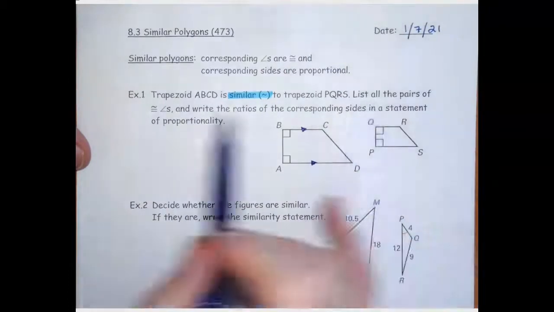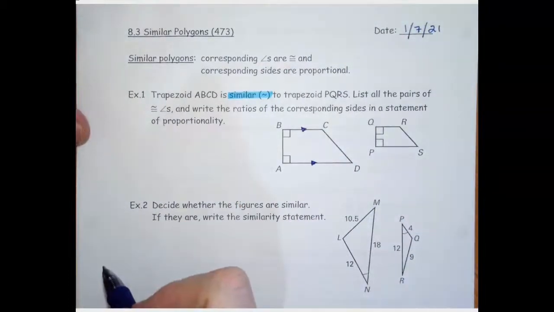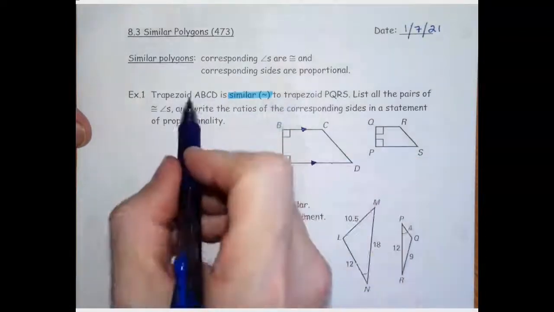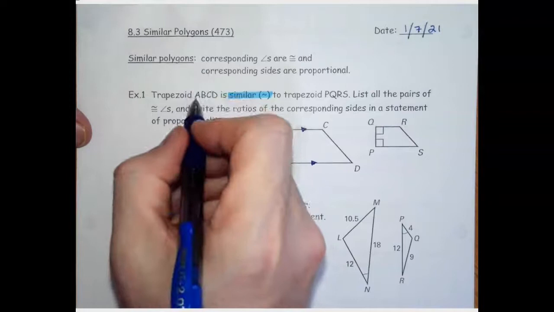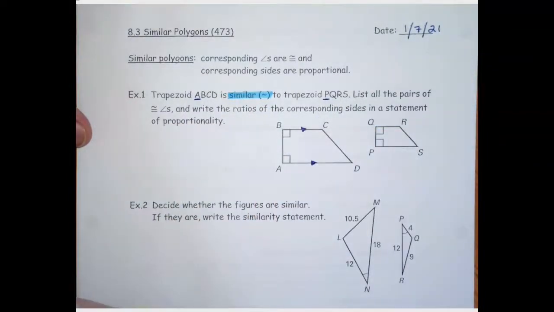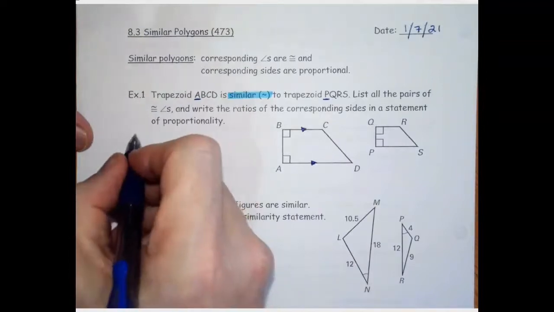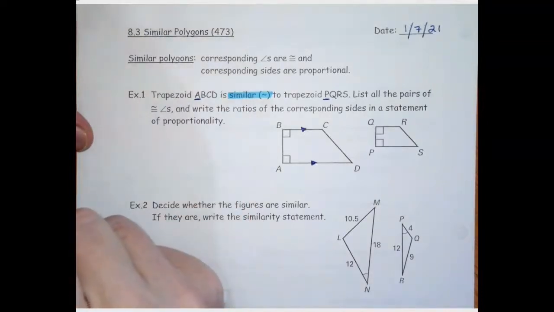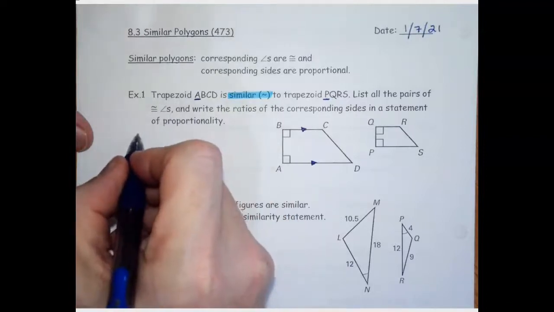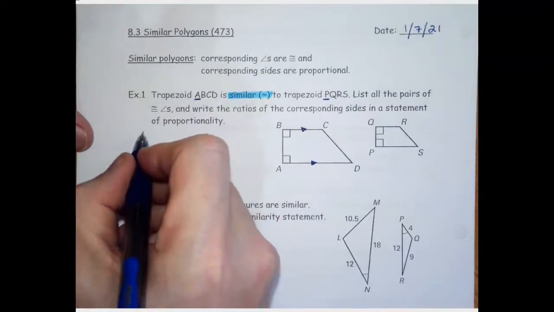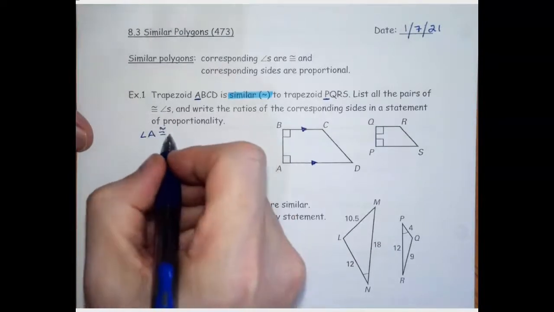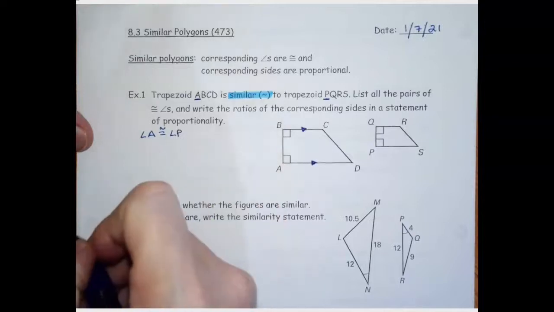List all the pairs of congruent angles. Alright, so when they label them like this, we can just go from the first letter, and that corresponds to the first letter. They're just like with triangles. So this should be pretty simple. You can go ahead and pause the video, and always try to pause and do the problems when you think you know how to do them, and then check as you go. So angle A is going to be congruent to angle P.